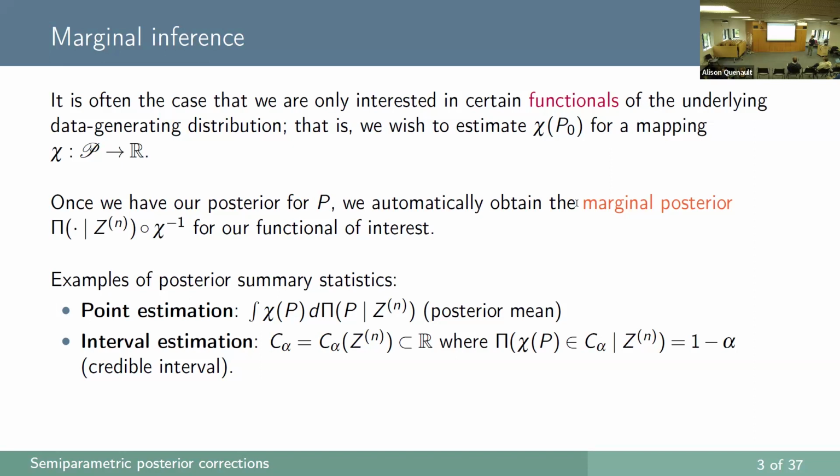And for interval estimation, what you can do is actually use the probability sets of the posterior directly to quantify your uncertainty. So for example, let's say we want a 95% interval, then what we could do is just take some set of posterior probability 95%. And we call that a credible interval.